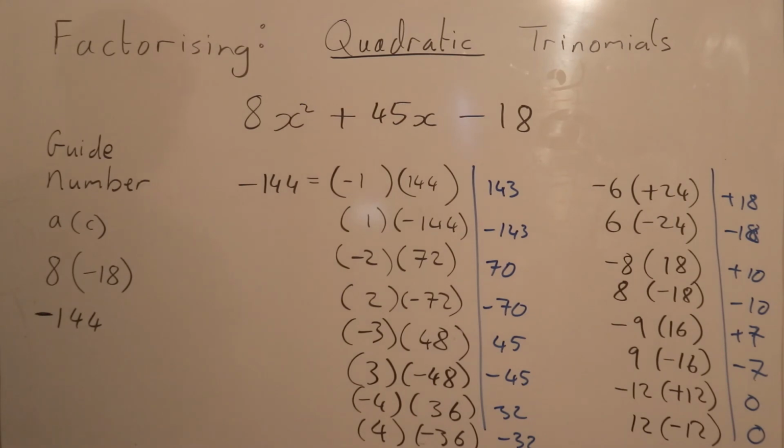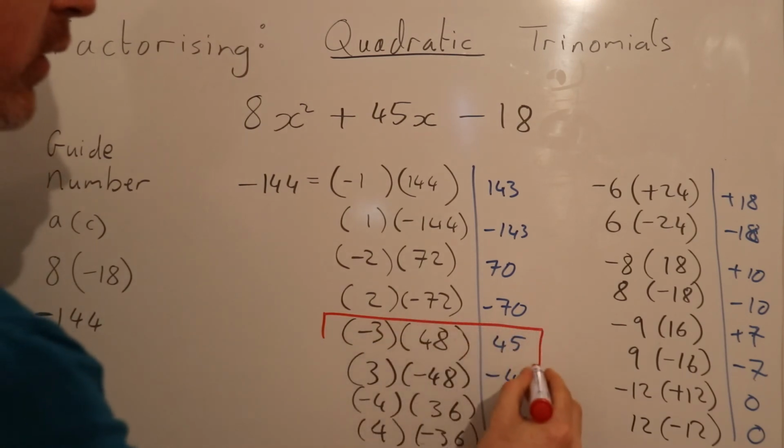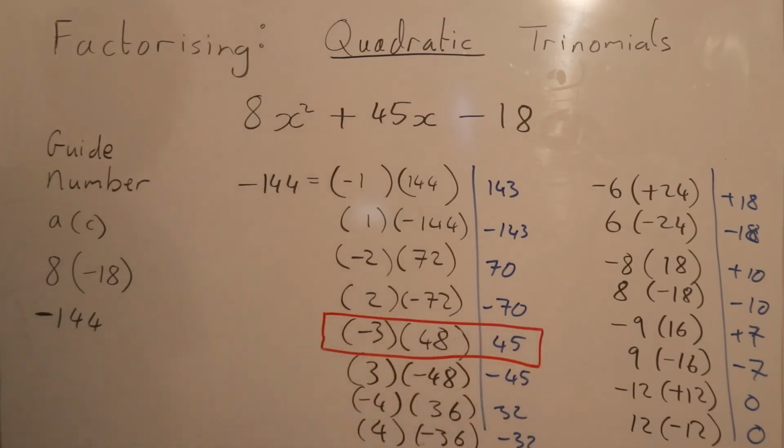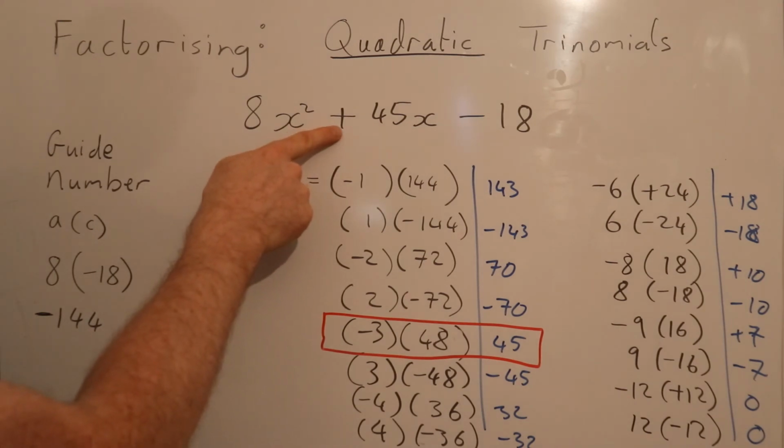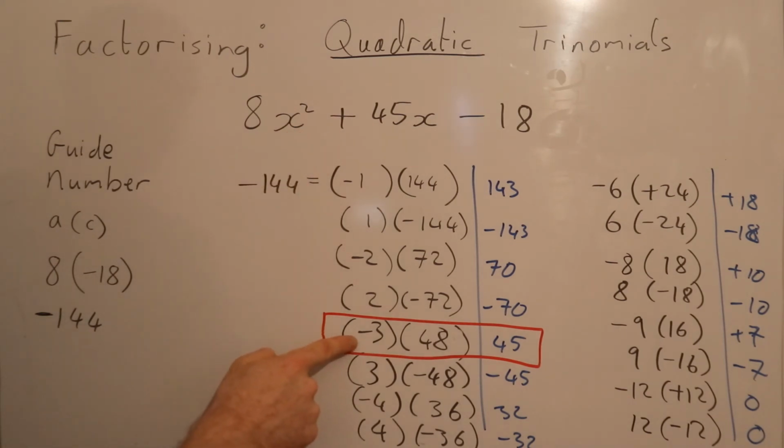Now, one that's of interest to us here is this plus 45. It appears here. This will allow us to do a substitution in a moment. So I just want to focus on that. None of the other factors are of any use to us. Why is this useful? We can now replace plus 45x with minus 3x plus 48x. So minus 3x plus 48x would give us a 45x. This is going to help us change this problem and turn it into a grouping problem.